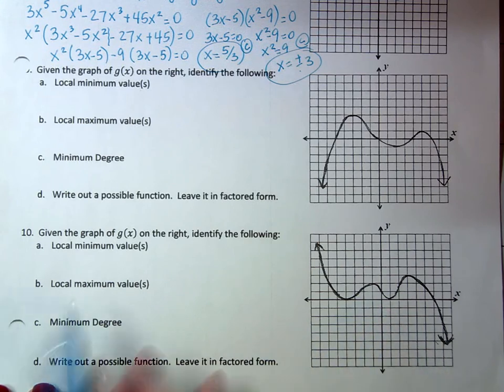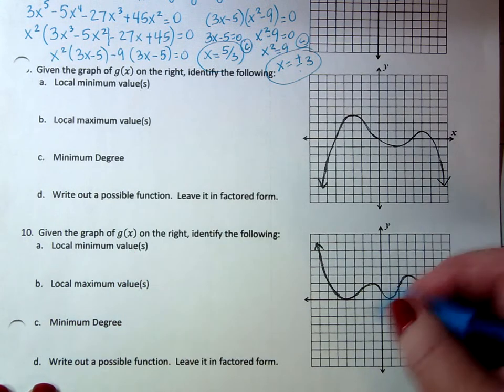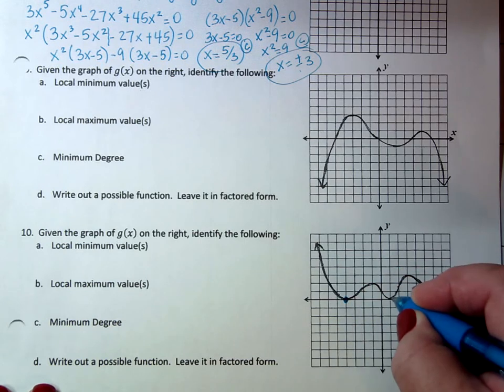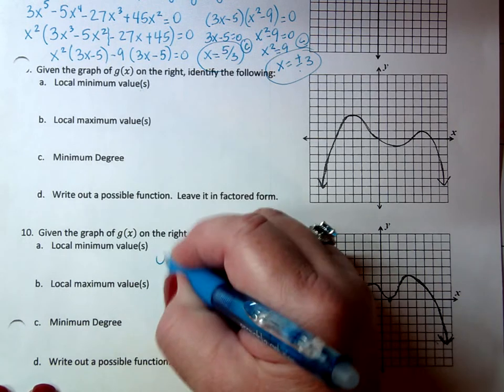What's the local minimum? All right, I'm looking at the lowest, like the valleys. Where are the valleys? Here's a valley. Here's a valley. What's the y value at the valleys? And they're both the same. They're both at 0. So my local minimum value is 0. That's the y value at the valley.